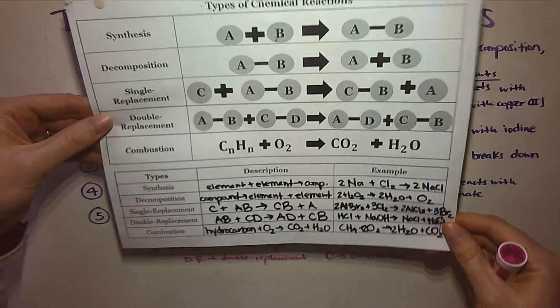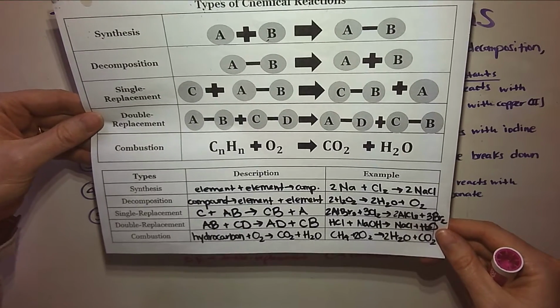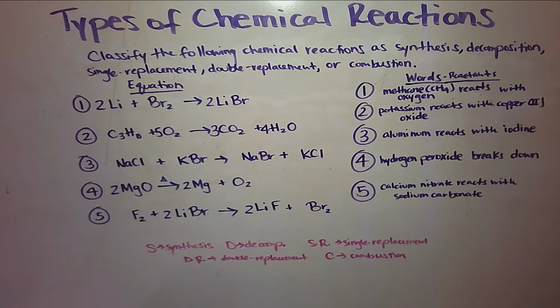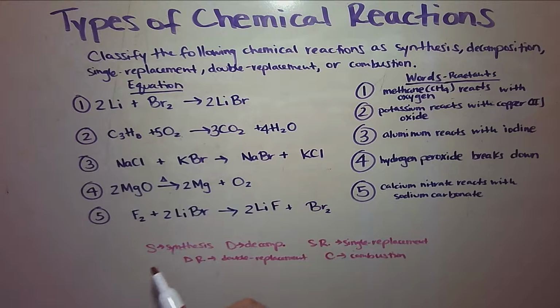You may want to have the little organizer I made for you handy, which has all 5 types as well as descriptors and examples. So I'm going to keep mine to the side. All right, let's do the equation side first. And note at the bottom, to save space, I'm just going to use little letters. So an S will be for synthesis, D for decomposition, SR for single replacement, DR for double replacement, and a C for combustion as we go through these 10 problems.